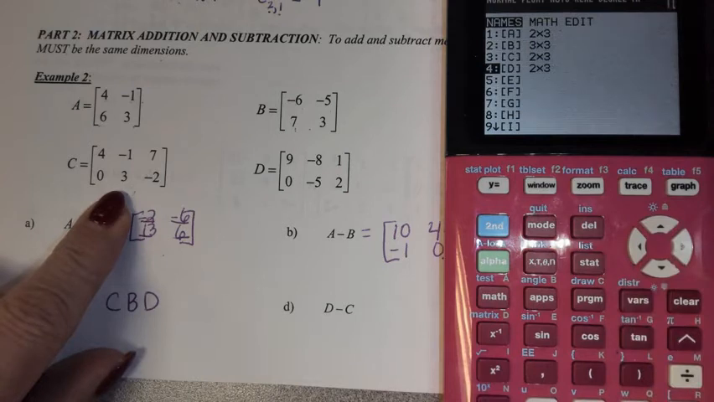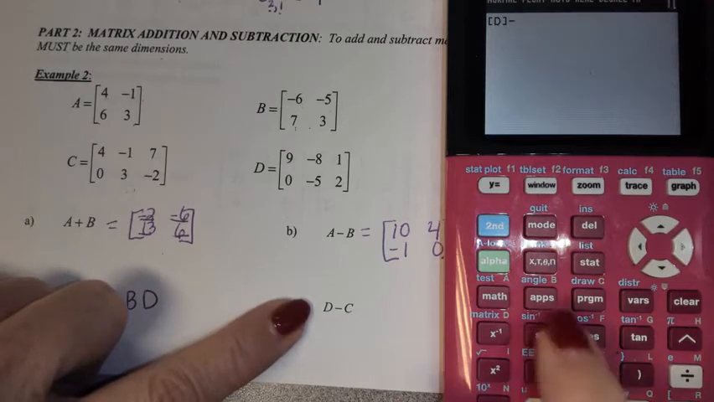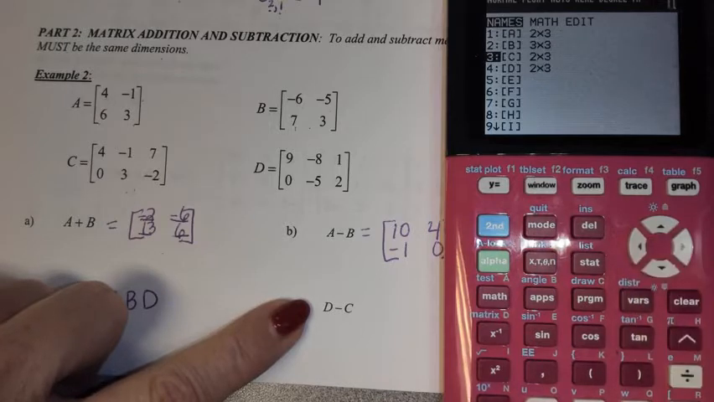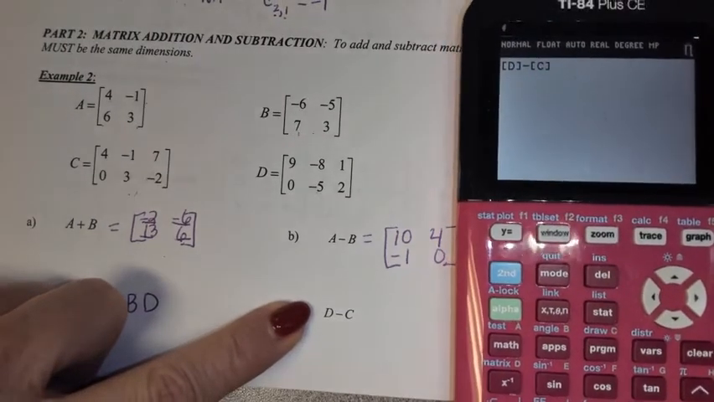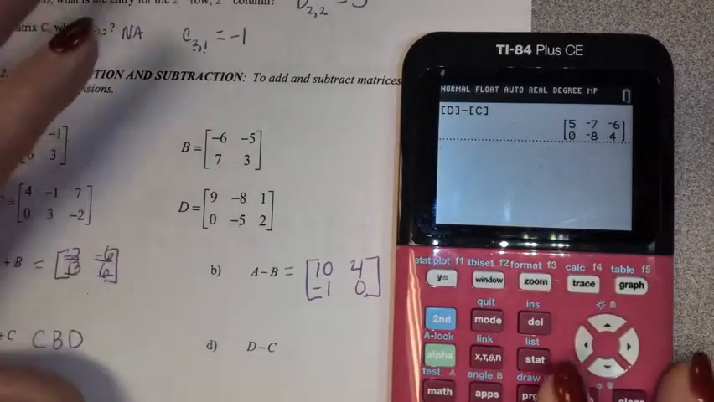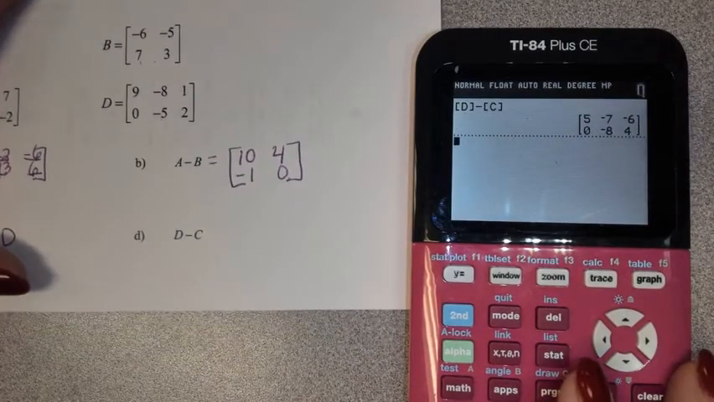So we're going to do matrix D minus, and then we're going to go back and we're going to get matrix C. And we just want the name of it. So we go to second matrix and we're going to go down to C. And we push enter. And once we push enter, we're going to get those answers. And so we just jot down that matrix. That's going to be our solution to D minus C.